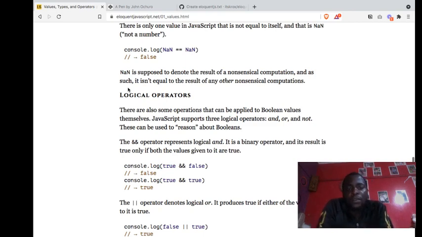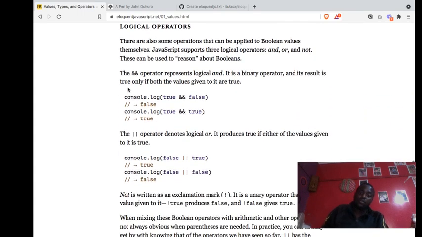The double ampersand operator represents the logical AND. It is a binary operator that results in true only if both values given to it are true. So console.log(true && false) is false, and console.log(true && true) is true.